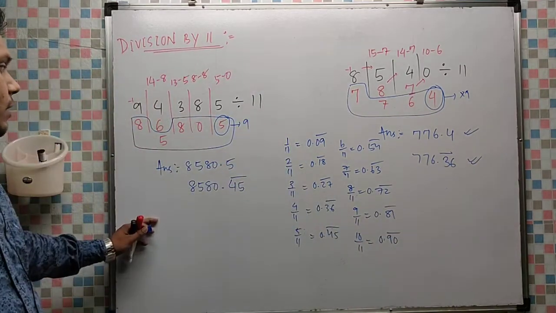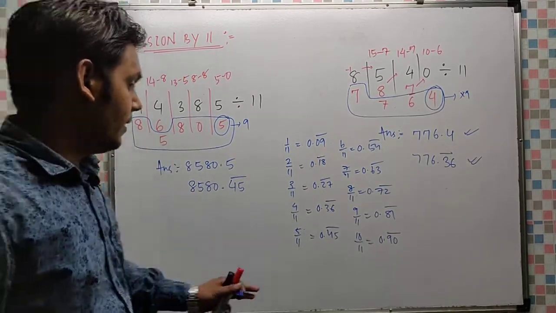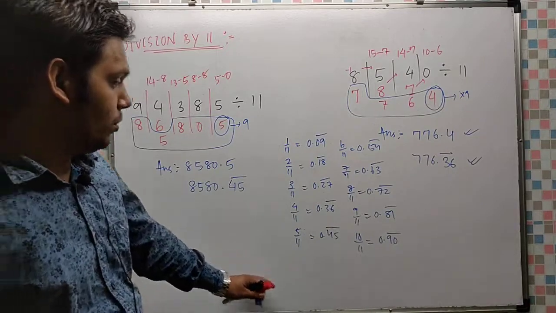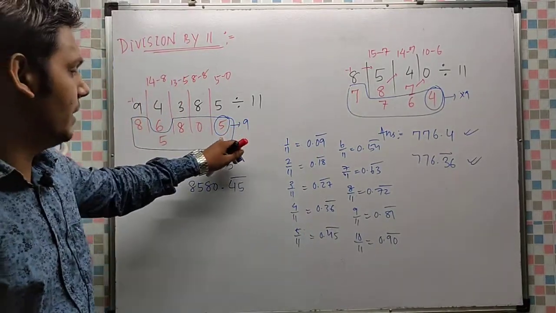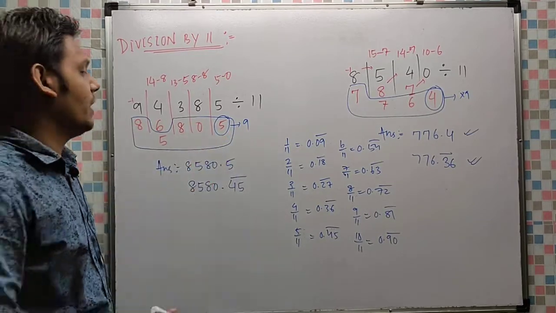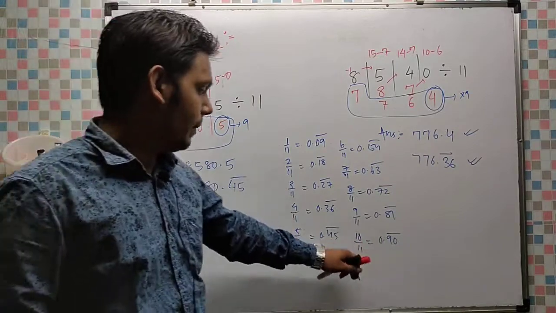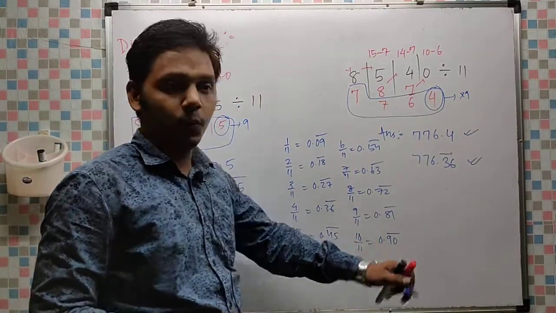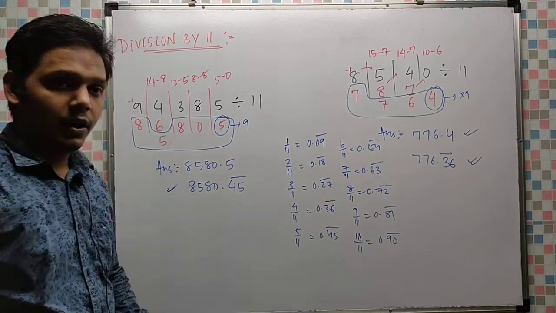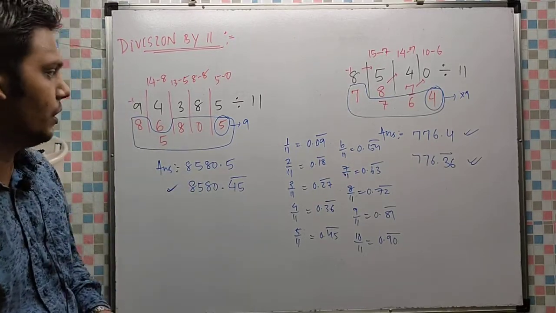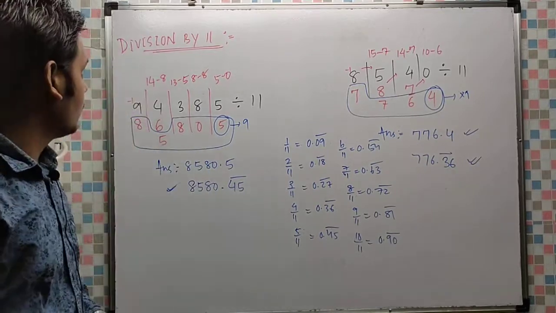In some numbers, remainder 10 can come also. So in that case, you have to use this method. That means you have to multiply with 9. If the remainder is coming 10 here, don't write 0.10. Then you have to multiply with 9. So 10 by 11, if the remainder is coming 10, then it will be 0.90 bar. So that's why I told you this second method is important, and the exact value also you can get by using this method.